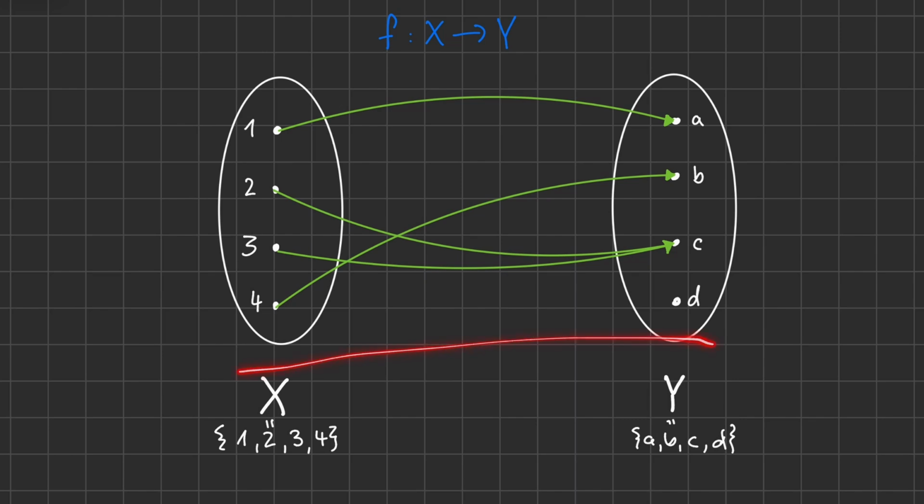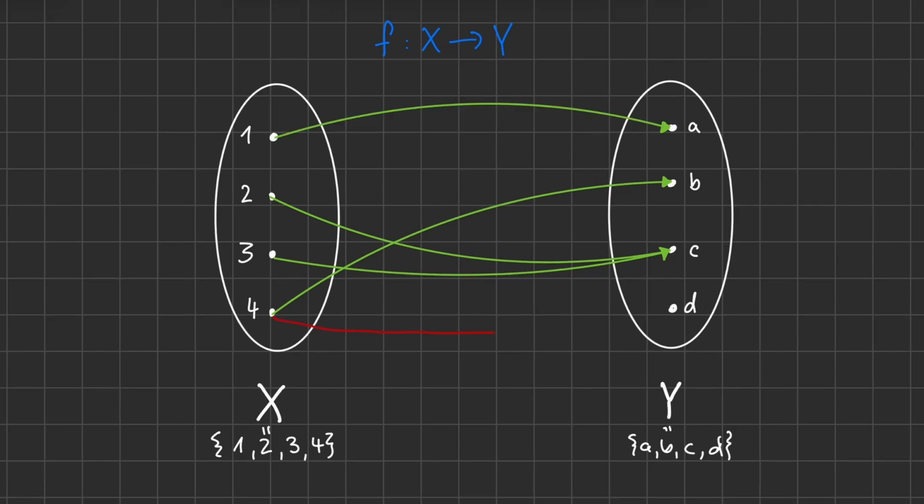So this mapping here would be a valid function. But if we, for example, removed this mapping here, so 1 would not be mapped to anything, this would no longer be a valid function. Additionally, if we added a new line here, then this would also no longer be a valid function because now 4 has 2 values it maps to. So a function is a mapping from one set to another where every input has exactly one output.